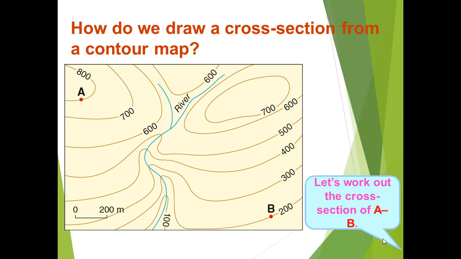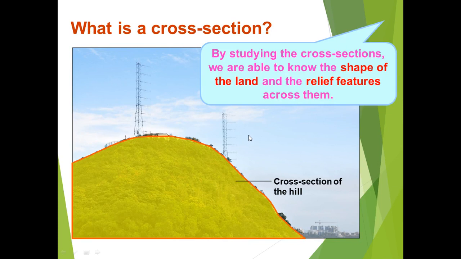So last time I told you that you can use your imagination, because right here you can see the contour lines showing the height of different regions. If you have a good 3D mindset, you can try to imagine there is a hill here, and right here you can see a slope. But I also understand that some students may find it difficult to imagine the actual shape of this hill. So we can use the cross section to help, because by studying the cross section, we are able to know the shape of the land and also the relief features across it.